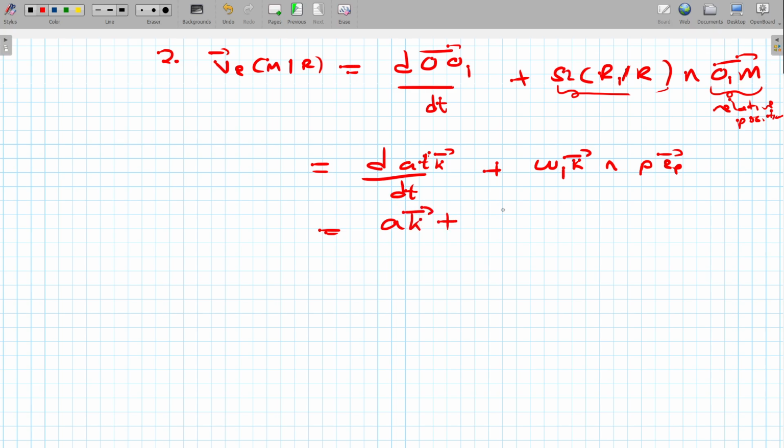And then plus, here you can multiply the constants using normal multiplication. When you have a vector product and you have constants that are accompanying the vectors, you can multiply the scalars using normal multiplication. So you have omega 1 multiplied by rho, and then take the vector product of the remaining unit vectors in this particular case. So it is going to be k vectoriel e rho, like so.